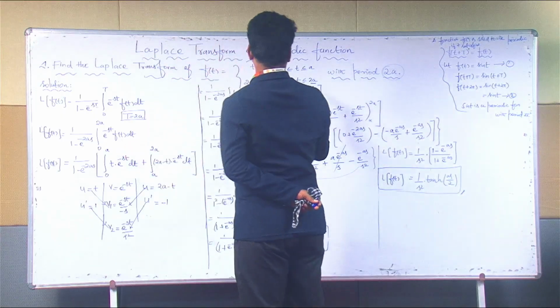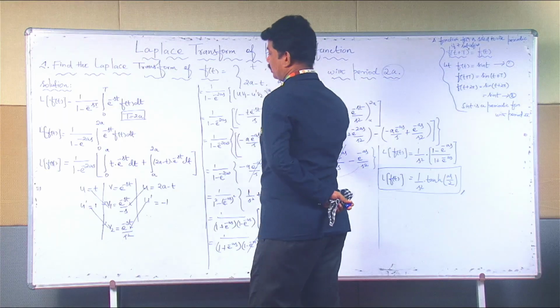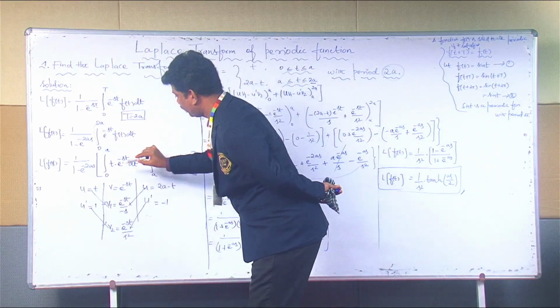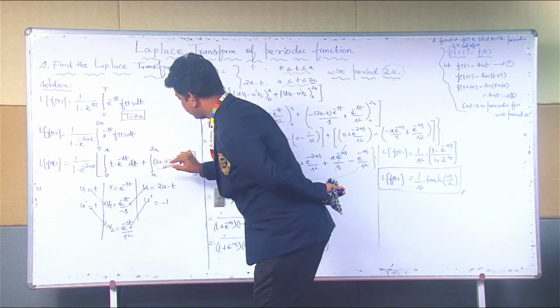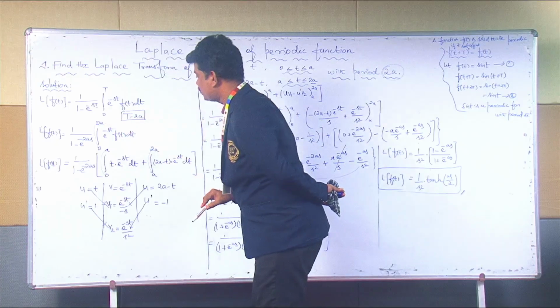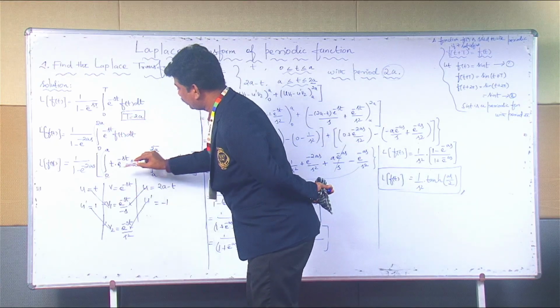Look at the function. The function can be split into two intervals. The first interval is what? 0 to a. Therefore this 0 to 2a can be split into 0 to a as well as a to 2a. The starting point is 0, ending point is 2a. So therefore, I am going to split it.